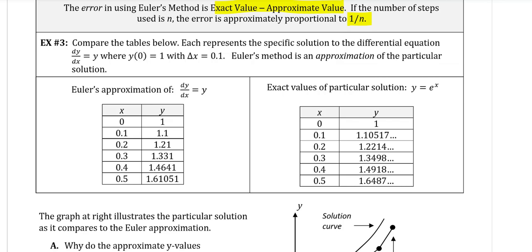The one we did on the front page, dy dx equals x, where y of 0 is 1 and our delta x is 0.1. And Euler's method is the approximation. So the first table is the approximation, and the second table is the exact solutions. And it turns out that this particular solution is e to the x. So looking at that, we're going to answer these questions.